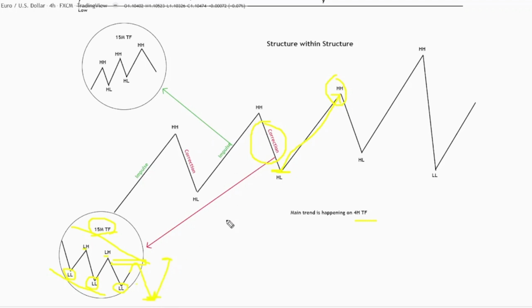So now when you move from a bigger time frame to a smaller time frame, you have to make sure that you know what you're doing and you are not in a correction move, because this correction move on a smaller time frame will look like a bearish market structure. And don't get confused, this is just a structure. Within this structure we are still in a bullish structure, even though the smaller time frame shows us that we are in a bearish structure.